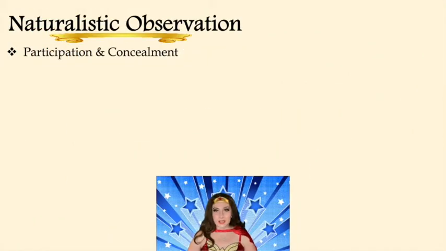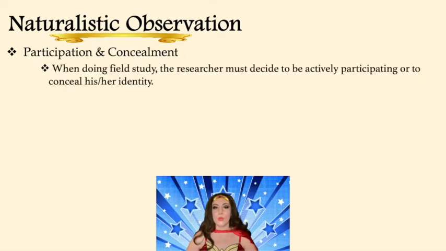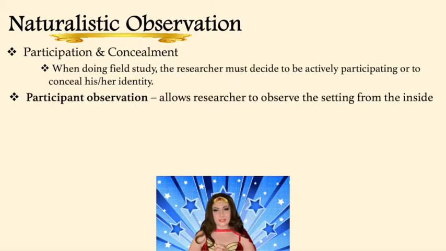So now let's talk about participation and concealment. When doing a field study, it is up to the researcher to decide to be an active participating member of this environment or to conceal his or her identity. Hopefully you're thinking to yourself, what are the pros and cons of each of these? Let's start with participant observation. If you are an active member of a particular environment or group or setting, it allows you as the researcher to observe the setting from the inside as opposed to a third person view, from the outside looking in.